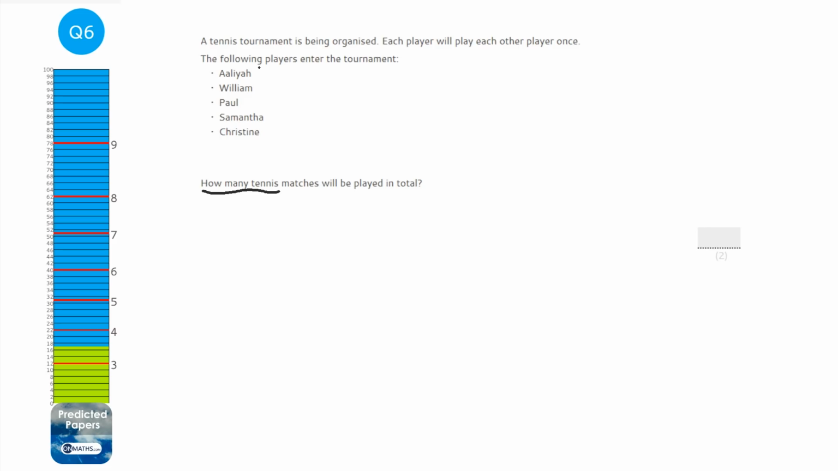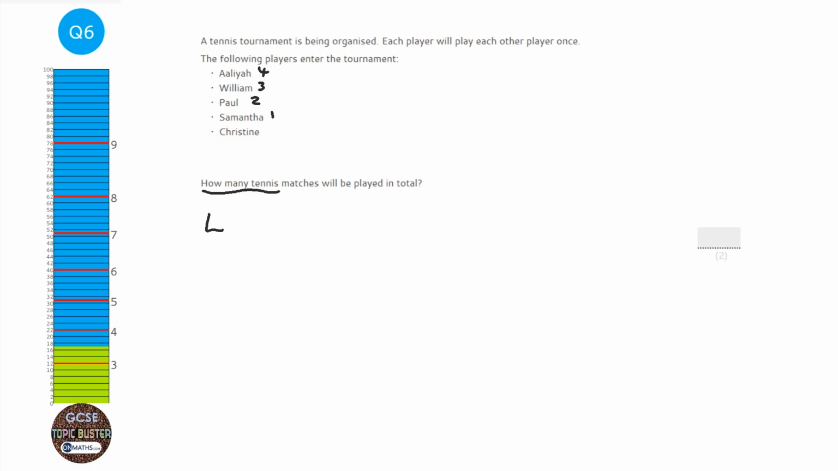So let's start off with Aliyah. Aliyah has 4 people that they're going to play against. William, Paul, Samantha and Christine. William, well, we've already counted Aliyah's match with William, so William only has 3 left that he can play. Then Paul we've already counted his match with the other 2, so he's only going to play Samantha and Christine, other than his matches we've already counted. Samantha's only got Christine left to play after we counted all the other matches. And Christine's matches have already been counted so far.